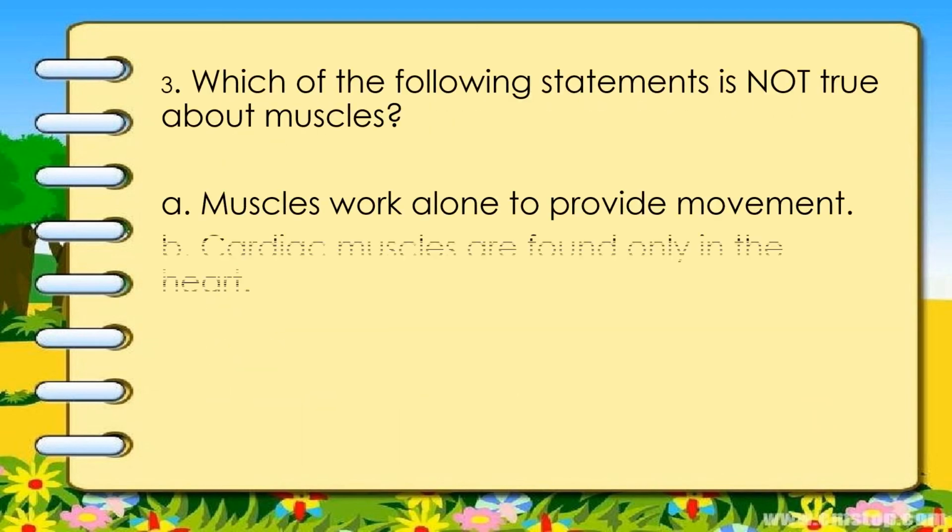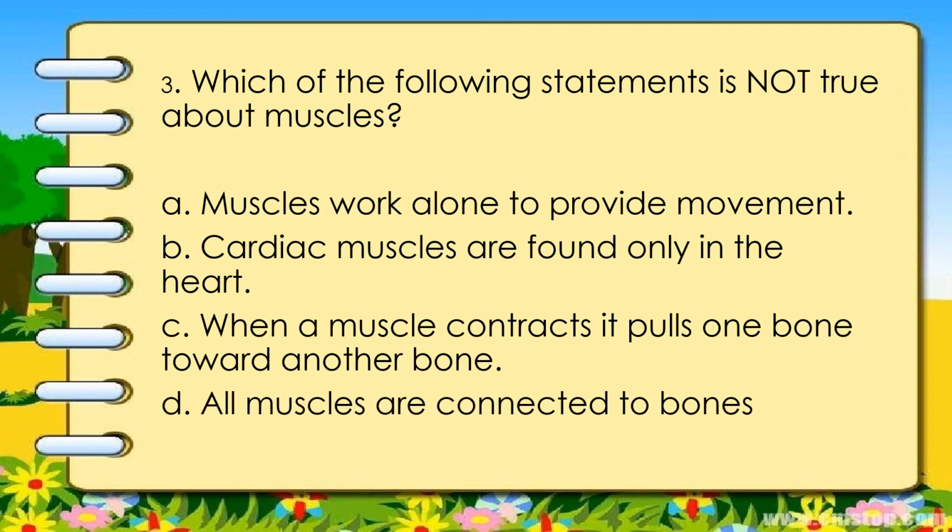Number 3. Which of the following statements is not true about muscles? A. Muscles work alone to provide movement. B. Cardiac muscles are found only in the heart. C. When a muscle contracts, it pulls one bone toward another bone. D. All muscles are connected to bones. The answer is letter A. Muscles work alone to provide movement.